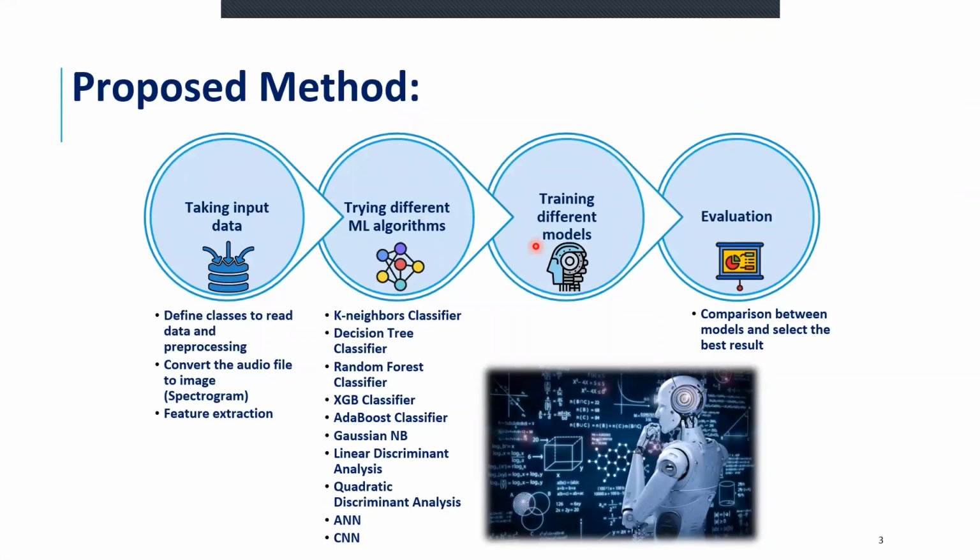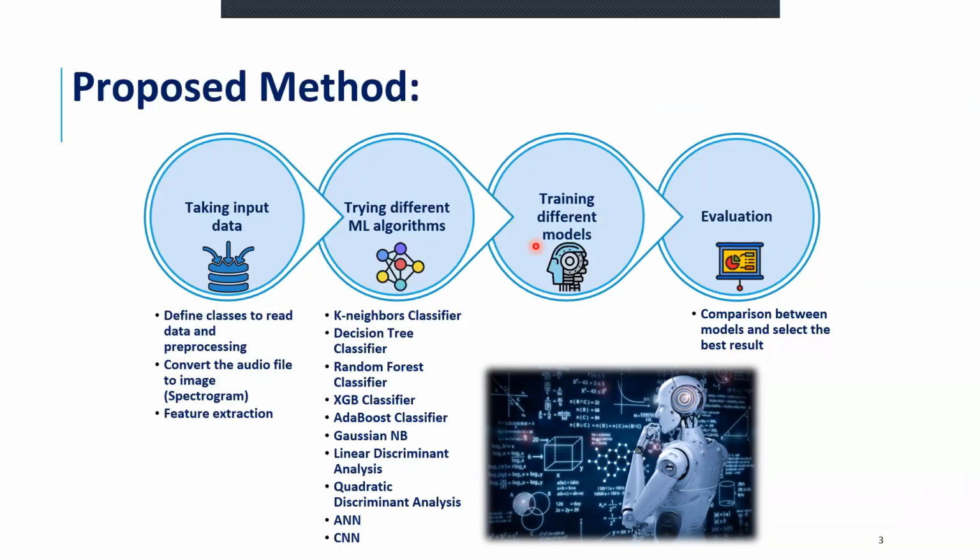The method we used was, at first, we took the input data, which we're going to talk about later when we talk about our data sets, but for now, we took the input data by defining classes to read data and pre-processing. We converted the audio file to image, and we used feature extraction. Then we tried different machine learning algorithms to train our models.